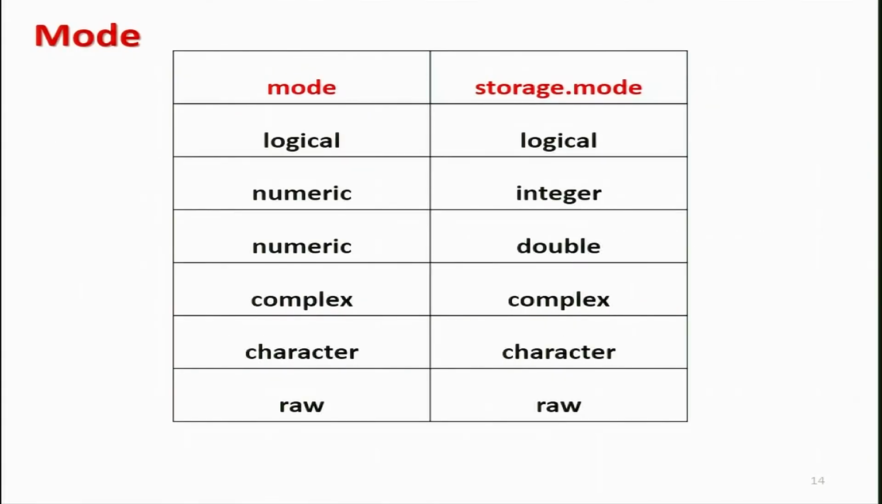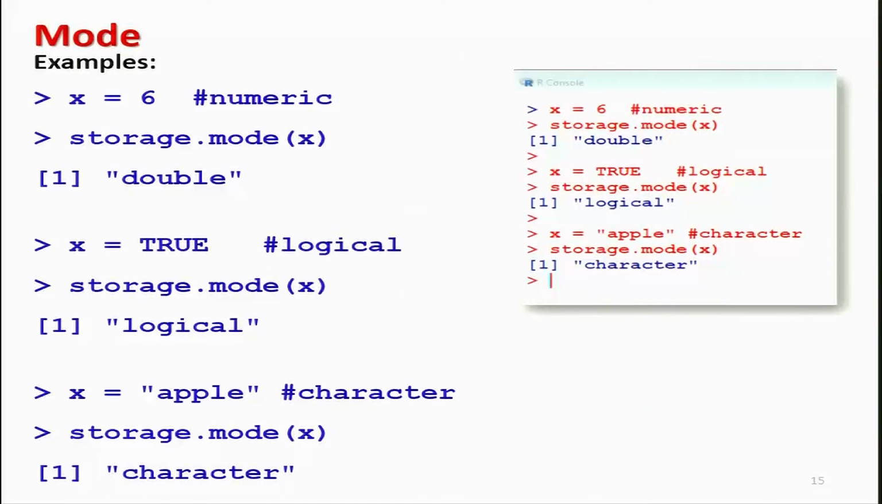We are not really going to use it much in this course, but it is very important for you to know. For example, if the mode is logical, then its storage mode is also logical. When the mode is numeric, then the storage mode is integer or double. When the mode is complex, then the storage mode is also complex. When the mode is character, then the storage mode is also character. When the mode is raw, then the storage mode is also raw. So this is for your information that you must know.